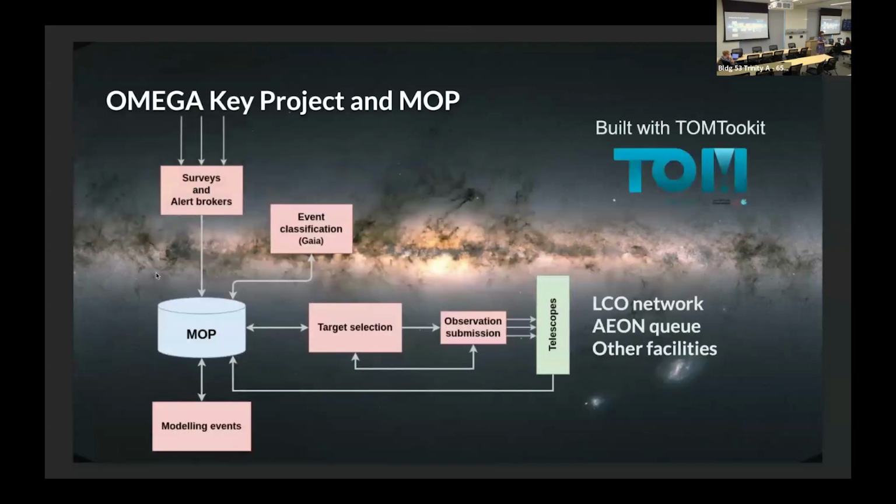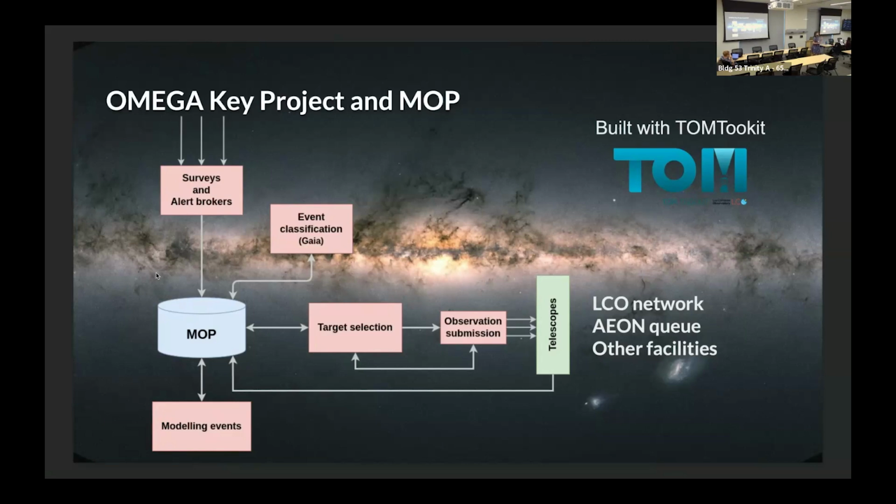That's why we designed the algorithm running under the hood of our target and observation manager called MOP, in a way that everything in the red box here is done automatically without human intervention. I mean, a human can intervene, but doesn't have to. So we automatically download information from the surveys. We do automatic classification for Gaia events for now. We model our microlensing events without human intervention, and this information is then used for target selection and prioritization. And then this information goes back to observation submission.